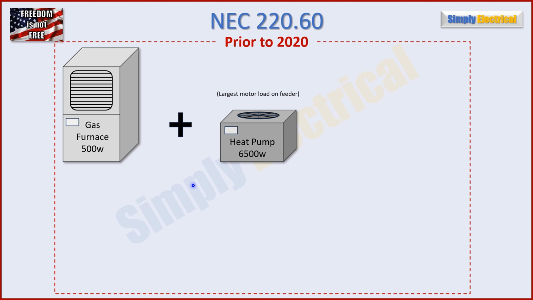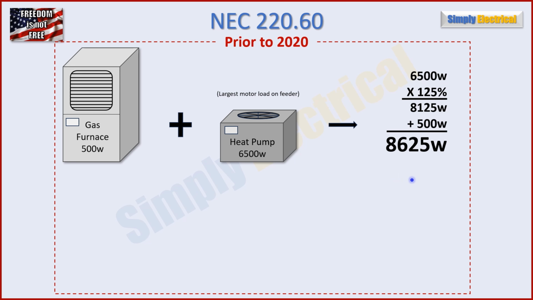But first, because the heat pump is the largest motor on our feeder, we must take the heat pump at 125% and add the furnace to it. So we take the heat pump times 125%, we get 8125 watts, plus we add the gas furnace to it, 500 watts, that gives us 8625. And that's really it.